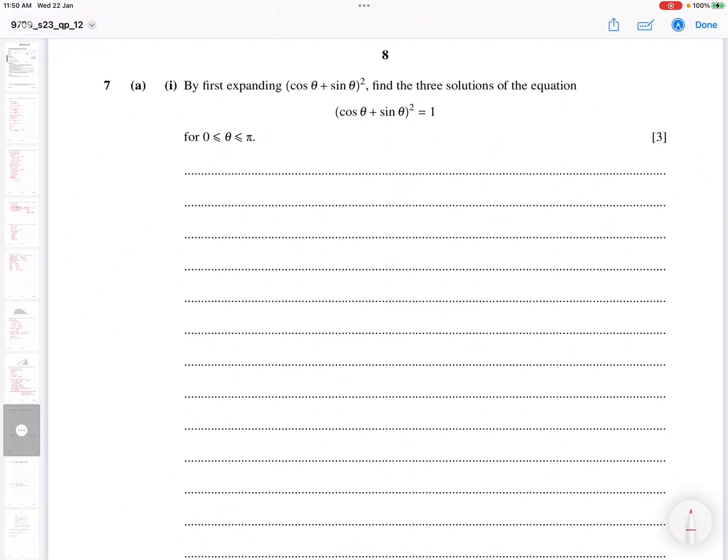Question number 7a. By first expanding cos theta plus sine theta whole square, find 3 solutions of the equation cos theta plus sine theta whole square is equal to 1, for theta between 0 and pi. Okay.